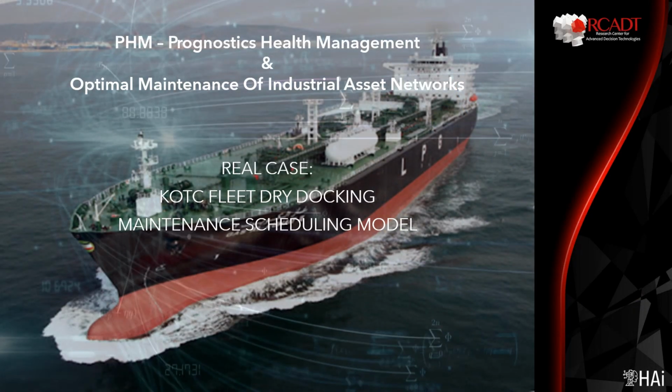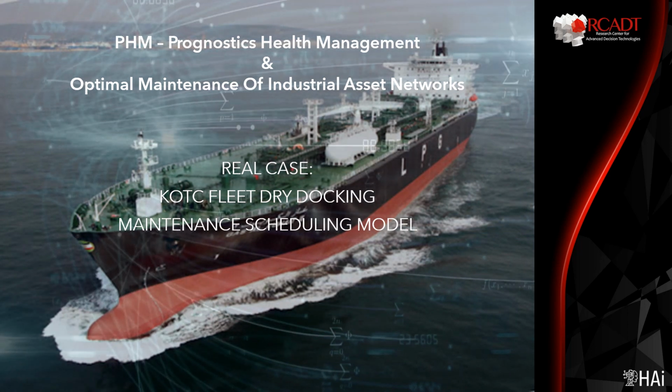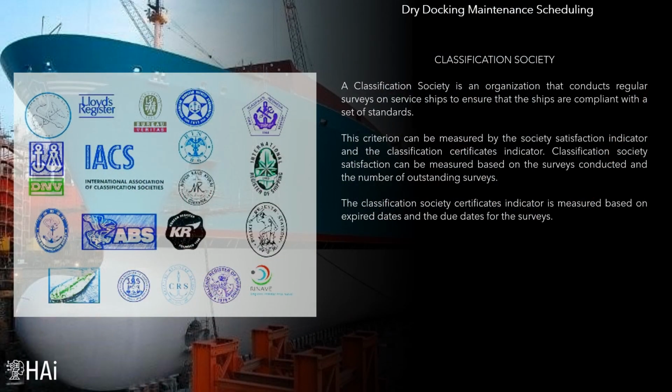Real case: KOTC fleet dry docking maintenance scheduling model. A classification society is an organization that conducts regular inspections on service ships to ensure that ships comply with a set of standards. This criterion can be measured by the classification society satisfaction indicator and the classification certificates indicator. Classification society satisfaction can be measured in terms of the number of surveys conducted and the number of pending surveys. The classification society certificates indicator is measured based on the due dates and expiry dates of the surveys.